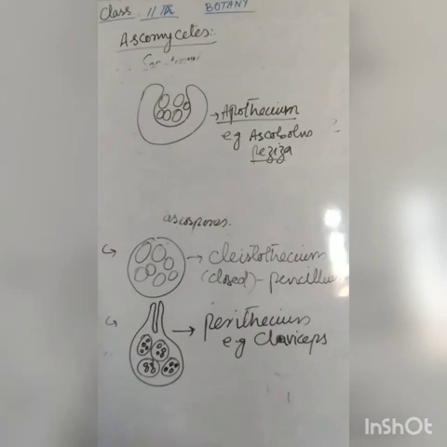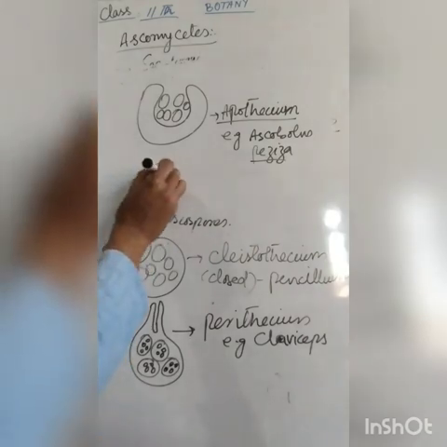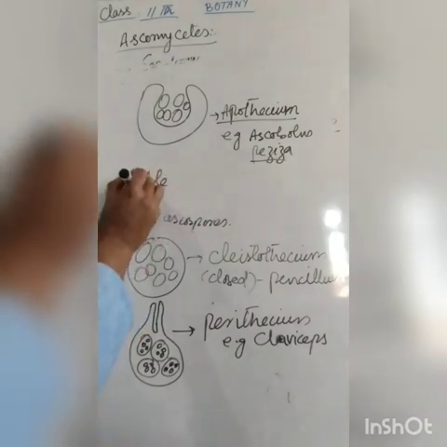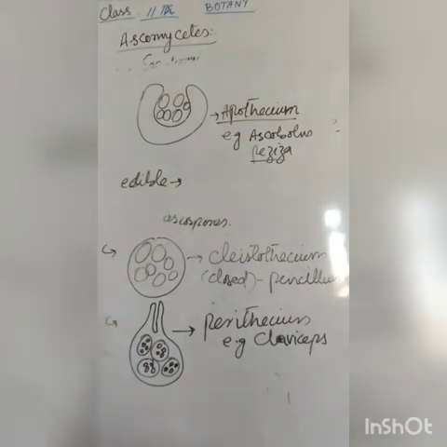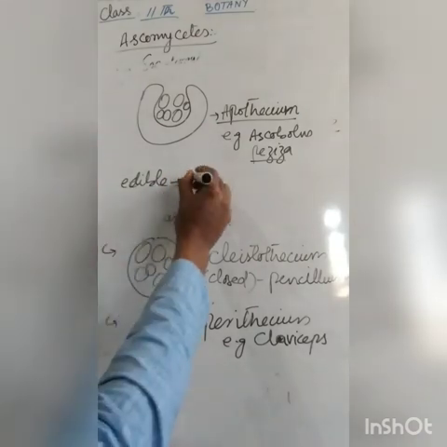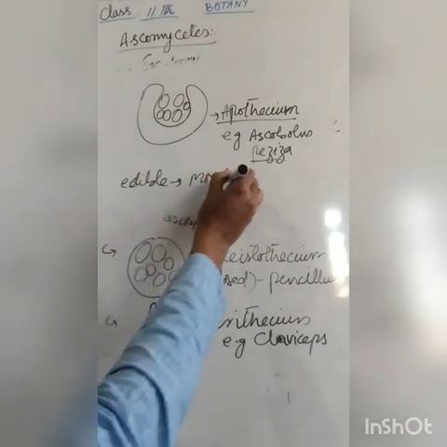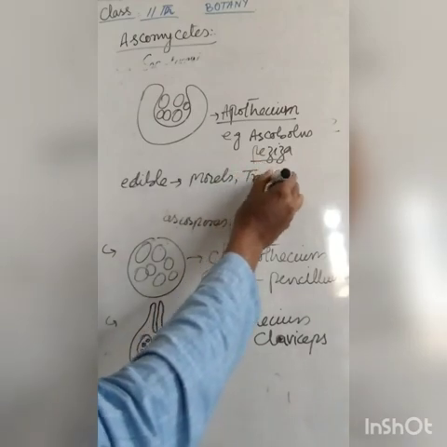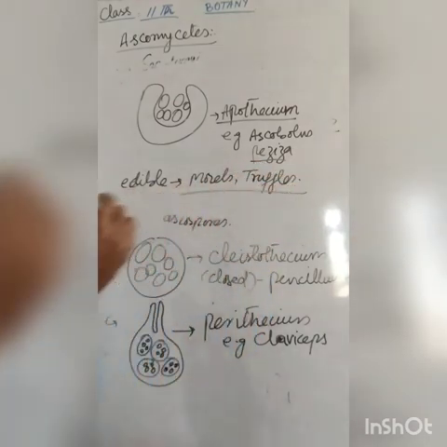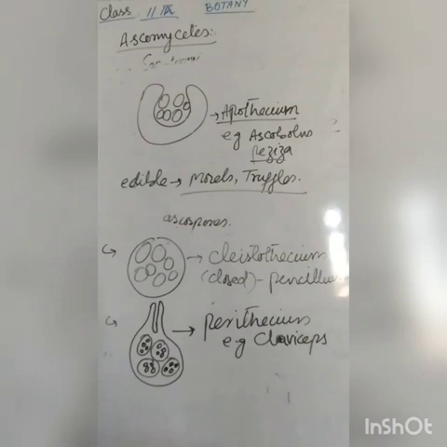Now some ascocarps or fruiting bodies are edible. There are morels or truffles, commonly called. Later on I will tell you, these morels and truffles are usually edible ascocarps.